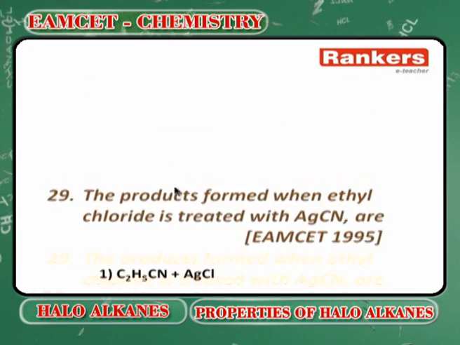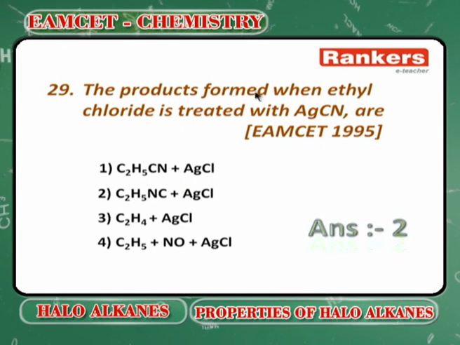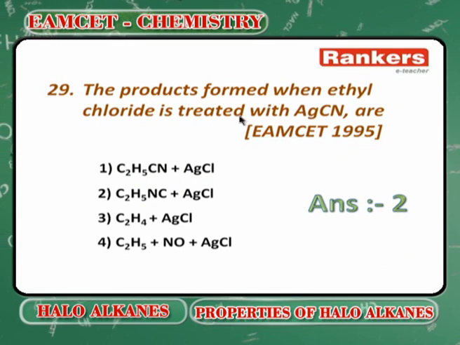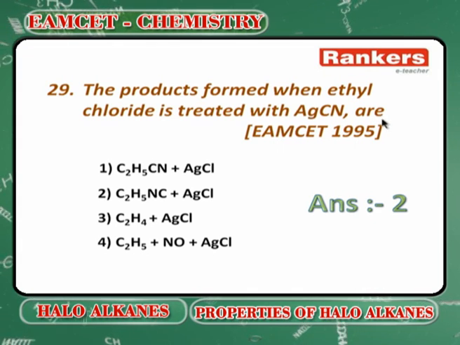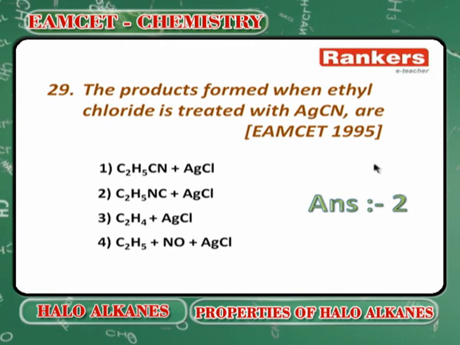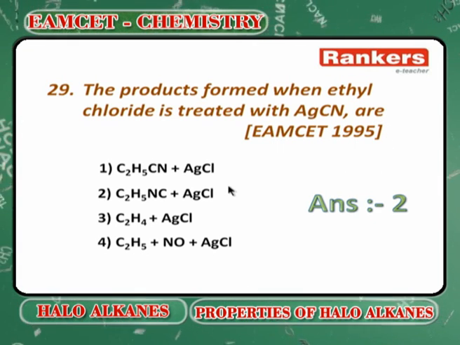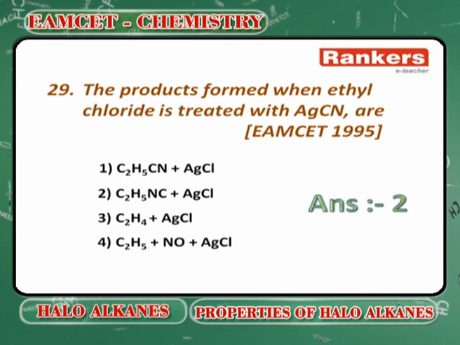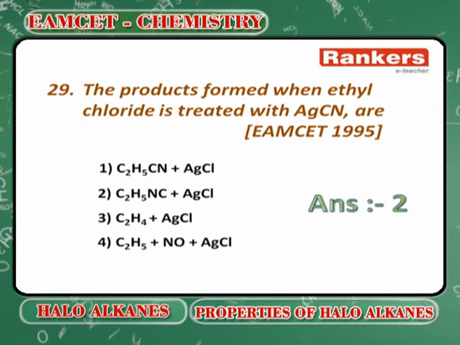Next, the products formed when ethyl chloride is treated with silver cyanide. So, repeatedly silver cyanide is coming. When you use sodium and potassium cyanide, you will get cyanide. Silver cyanide means isocyanide comes. So isocyanide means NC. The second answer is right.